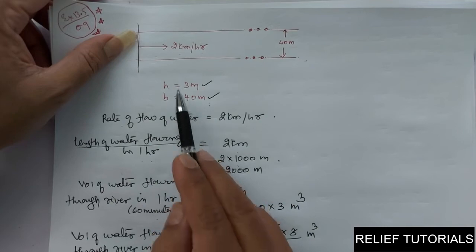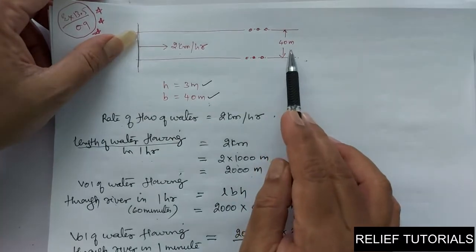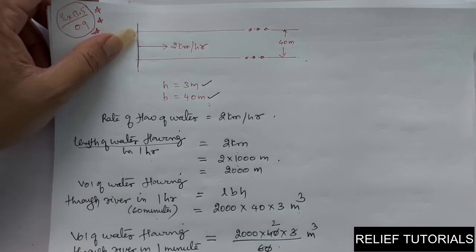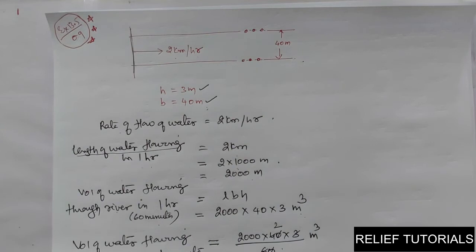Why? Because height is in meter, breadth is in meter, so length also should be in meter. So this is the length of water flowing through the river in 1 hour. So the volume of water flowing through the river in 1 hour will be LBH. So this much amount of water is flowing through the river in 1 hour. Now you have to find it for 1 minute, so you divide it by 60. So you will get this volume of water flowing through the river in 1 minute. So here we have completed this exercise.